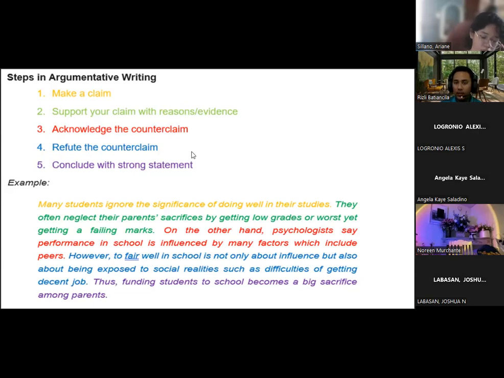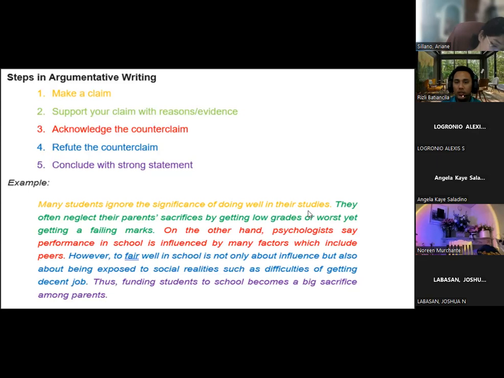Then acknowledge the counterclaim. Now, just like what I mentioned earlier, you must acknowledge the counterclaim. Now, kung may claim ka, of course, there will be counterclaims. Okay, so yung claim ng iba, sabi niya, on the other hand, psychologists say, performance in school is influenced by many factors which include peers. Okay, so meron pang ibang dahilan. Okay, so in-acknowledge niya din yung counterclaim. Okay, so that's very much important.